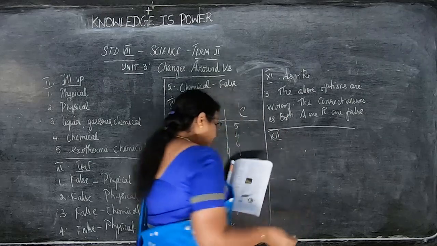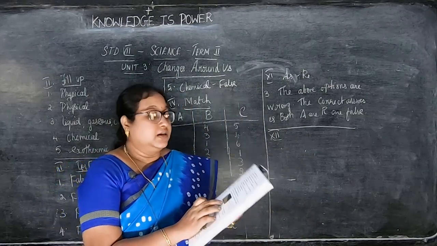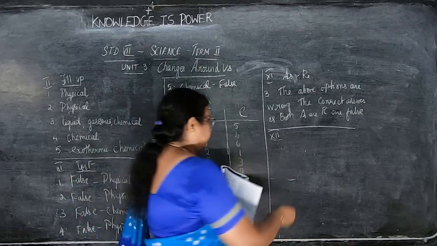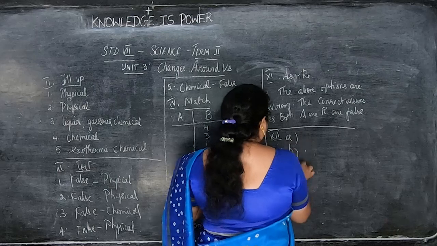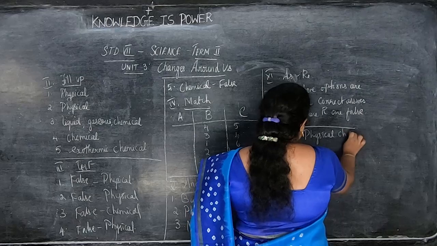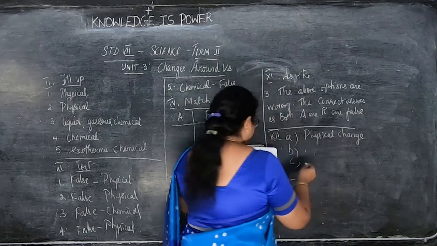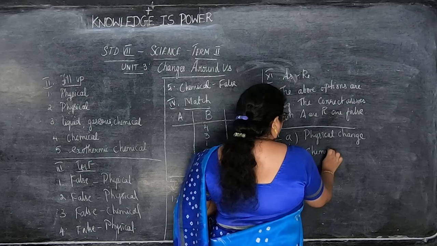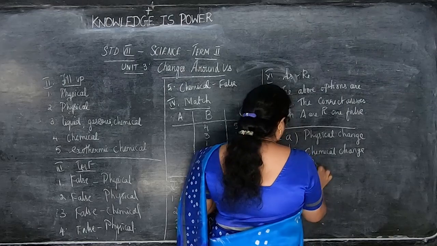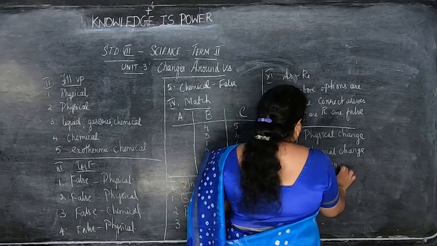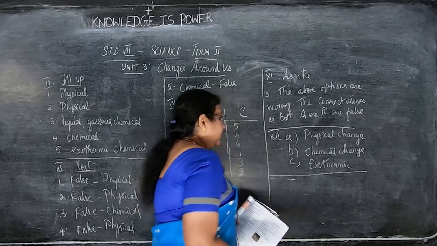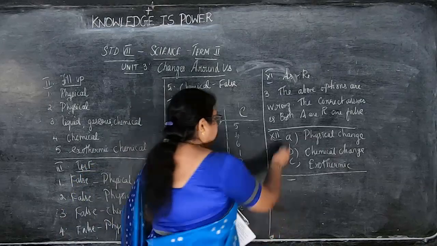In that picture-based question, the candidates can see the picture and must observe it and list down the changes that are accompanied in the picture. So A, B, C, 3 blanks are given. First is physical change. This is Roman number 12, children. Then chemical change, and C is exothermic. Okay, children. So first one is physical, second chemical, and C exothermic. That is the first one.